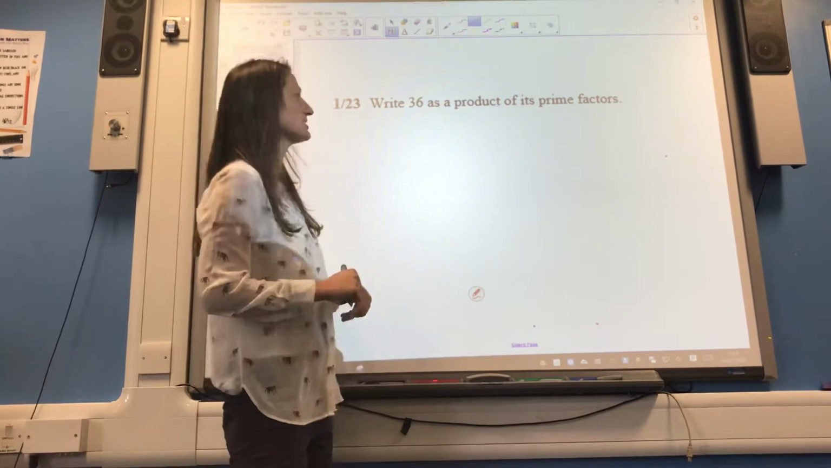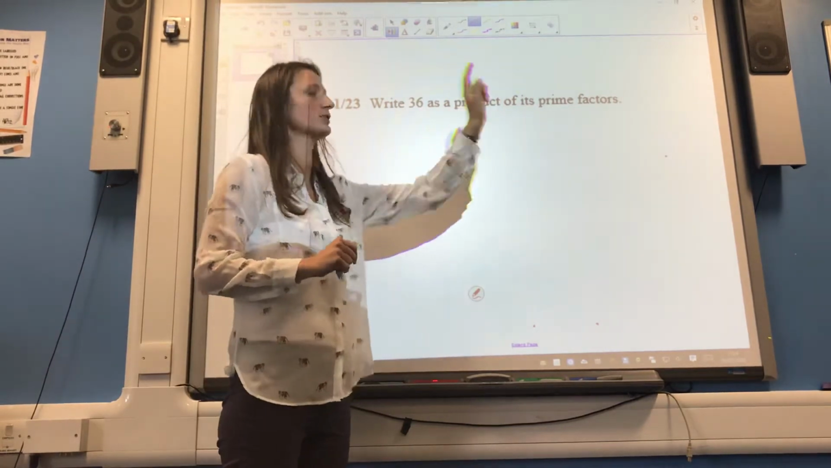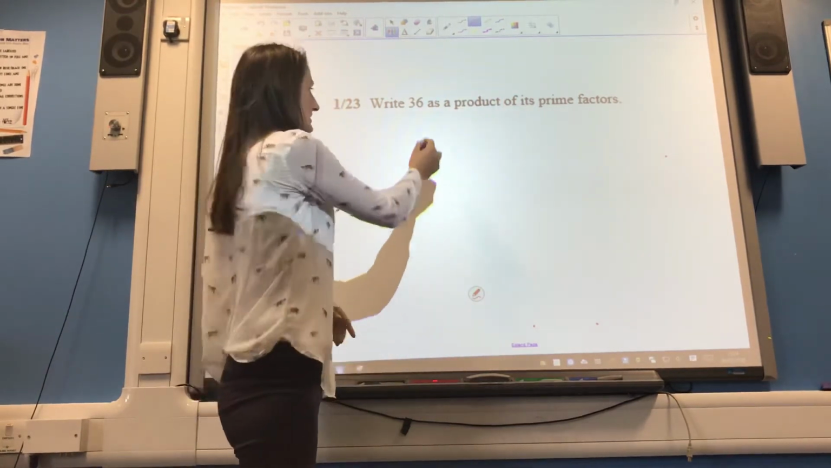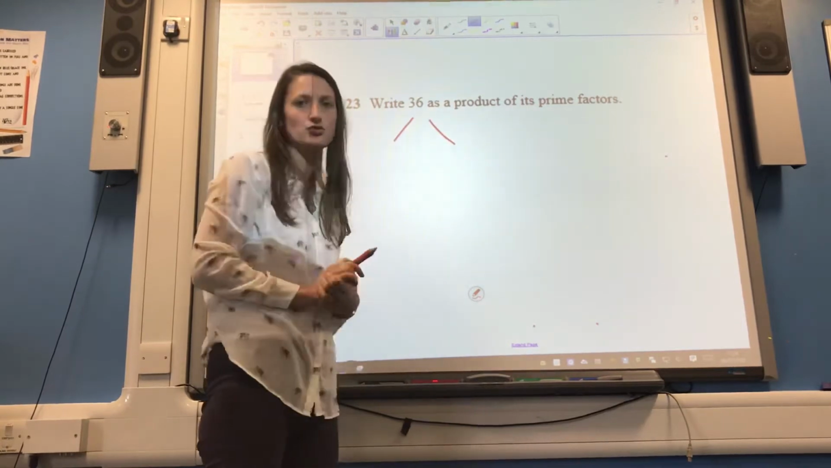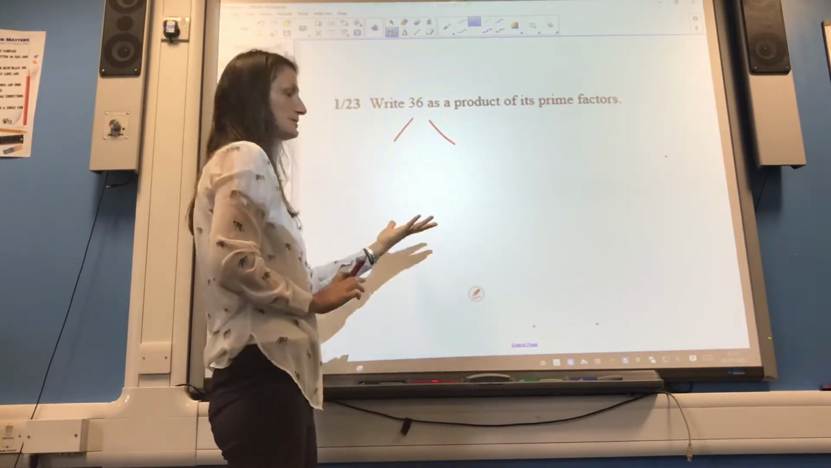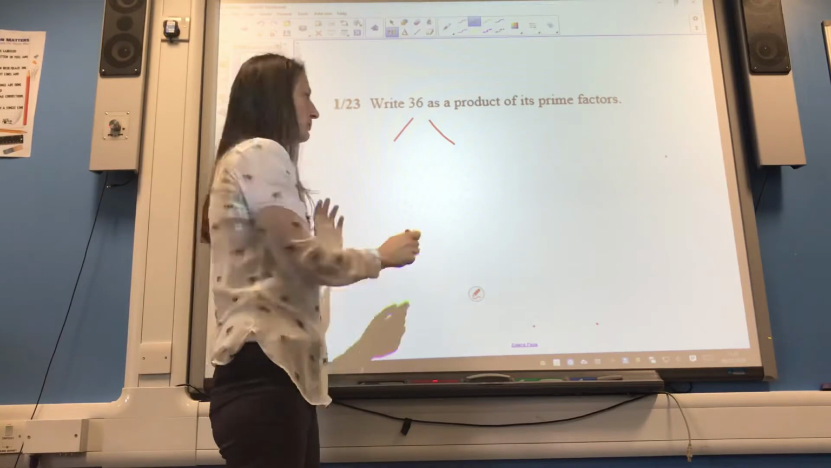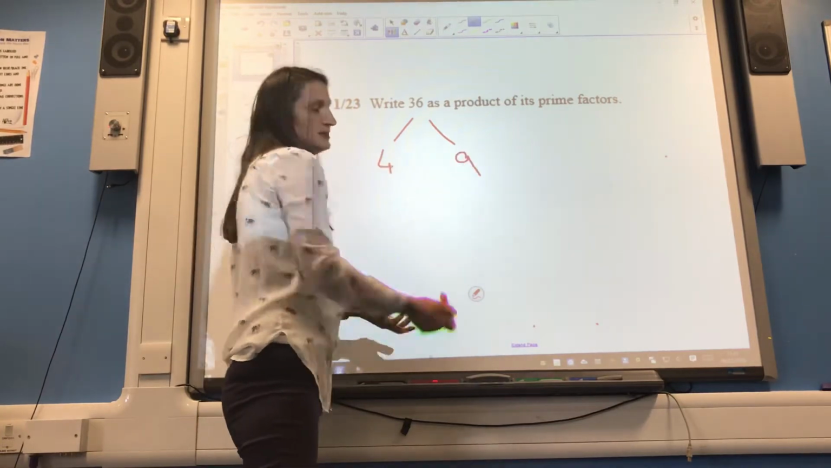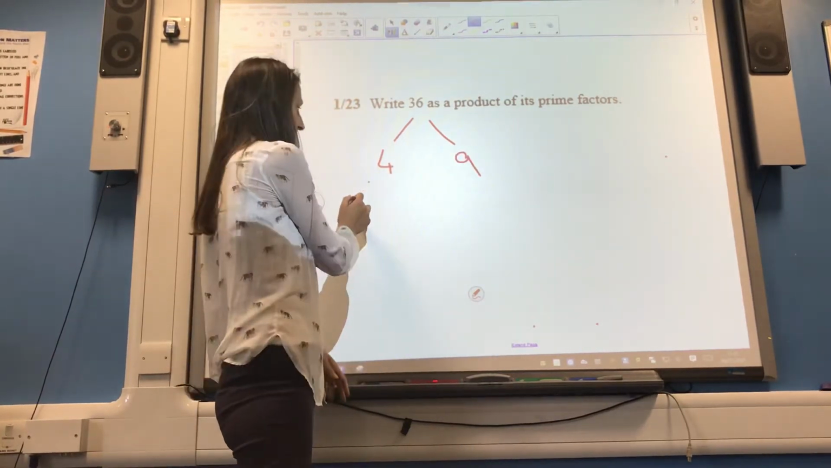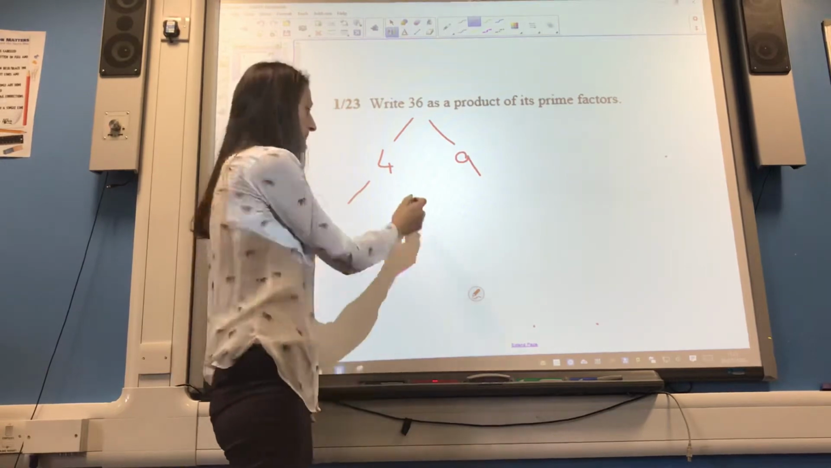So the first question said, write 36 as a product of prime factors. This is one of those questions where you want to make a tree. So you ask yourself, what goes into 36? For example, 4 times 9 is 36. And then because 4 and 9 are not prime, you'd split those up.